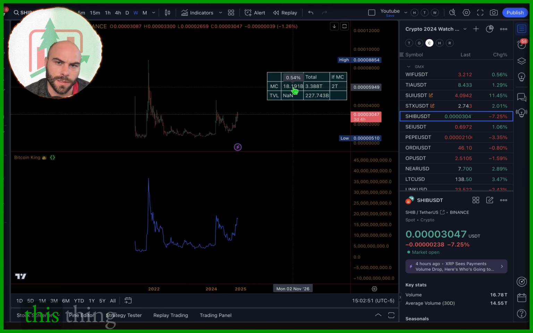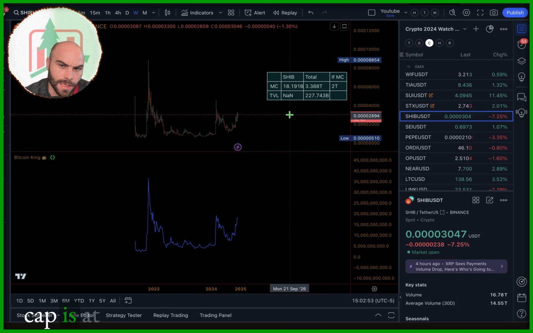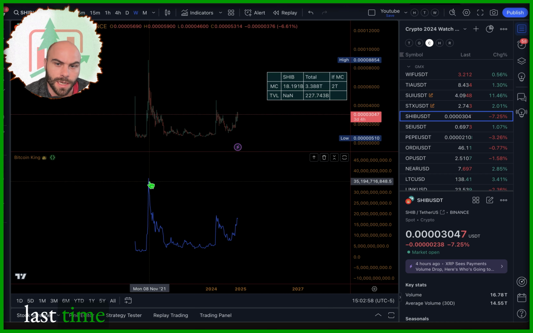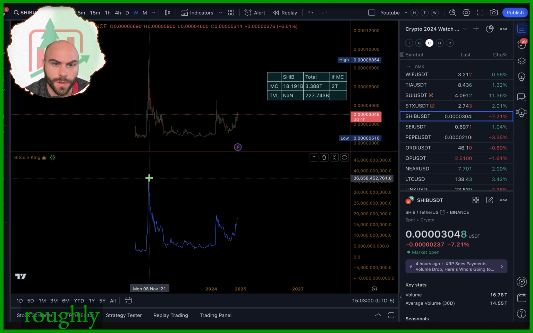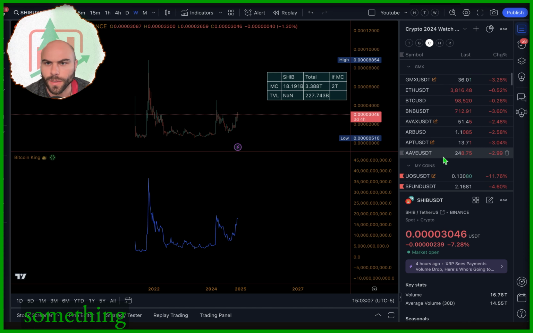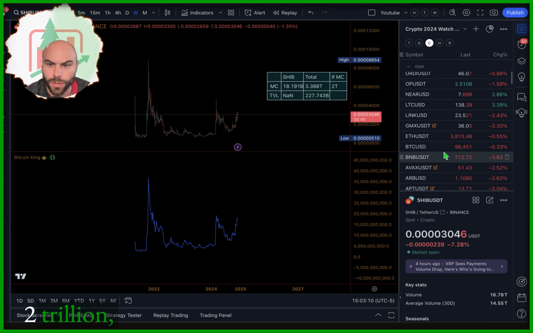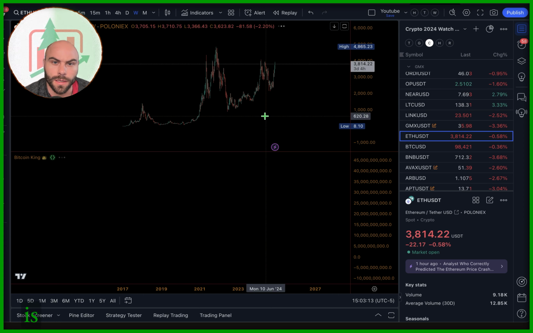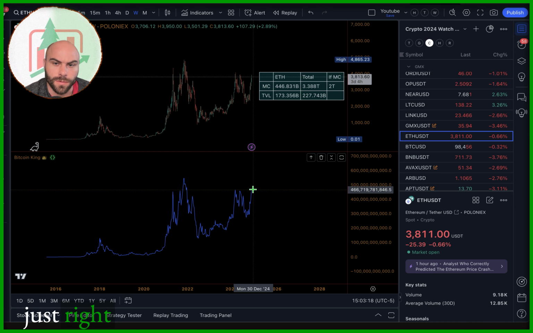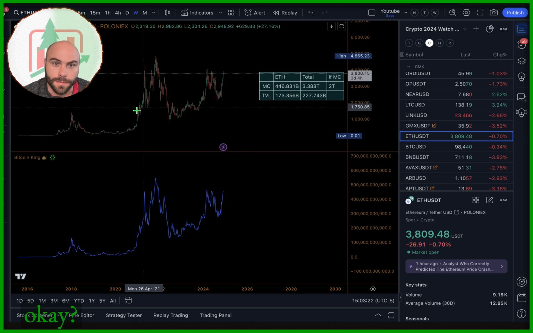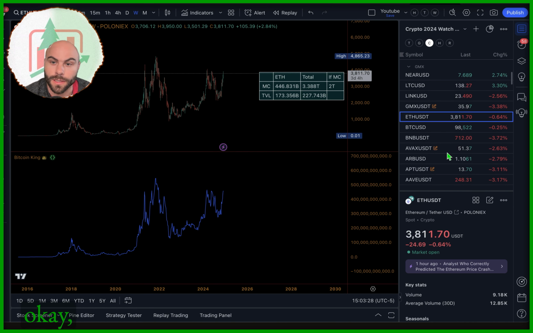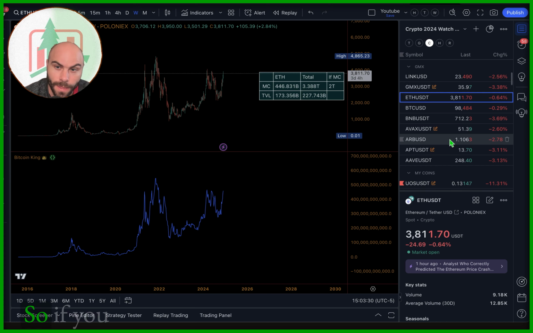Something like SHIB, this thing doesn't do anything. The market cap is at 18 billion. If it does want to go up again, the last time it went to roughly 36 billion market cap, which is a lot. We have something like Bitcoin's at 2 trillion, but the next highest coin is Ethereum, and the market cap of this is just right around 500 billion. Okay, so I wouldn't expect anything to get bigger than 500 billion, especially if it's a meme coin.